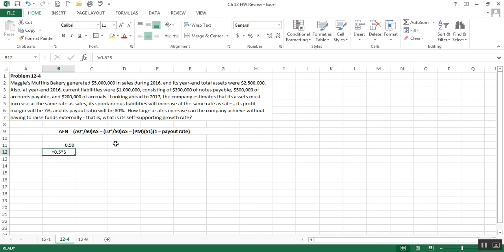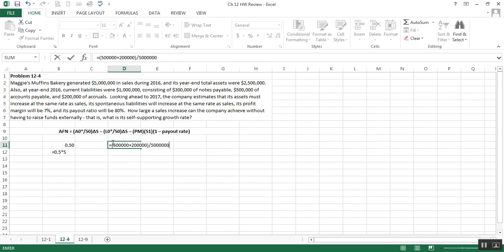Then we look at our liabilities, which is going to equal our spontaneous liabilities of $500,000 in accounts payable plus $200,000 of accruals divided by, again, our sales of $5 million, which gives us a ratio of 0.14, and that is going to be multiplied by S1.